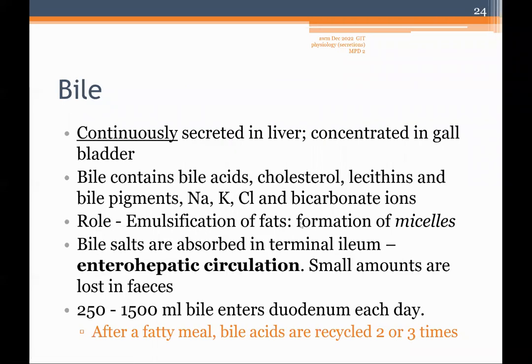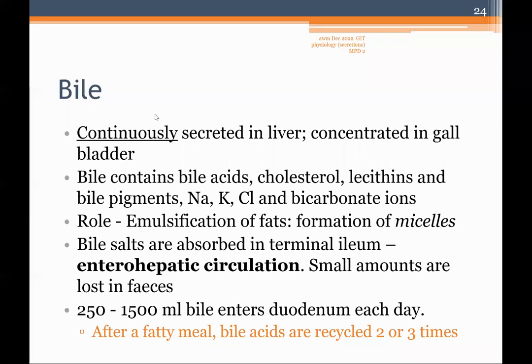Now, a note about bile. Bile, remember we said yesterday, is continuously secreted in the liver. It is produced in a dilute form, and once it is stored in the gallbladder, apart from being stored, it also undergoes concentration as more and more water is absorbed by the gallbladder lining. Bile contains bile salts, cholesterol, lecithins, bile pigments, and also electrolytes such as sodium ions, chloride ions, potassium ions, and bicarbonate ions. The most important role of bile is the emulsification of fats.